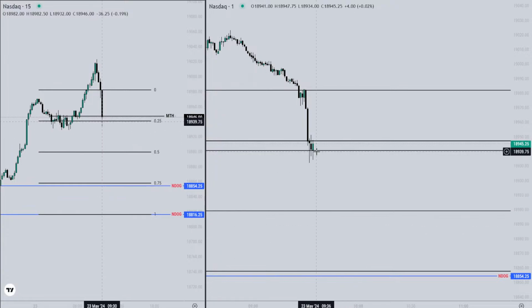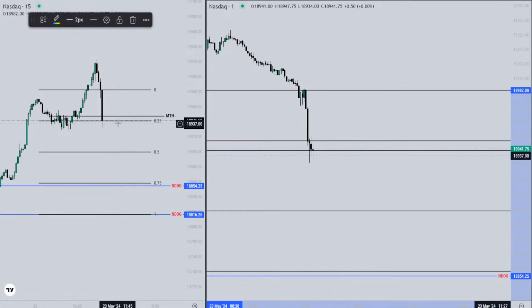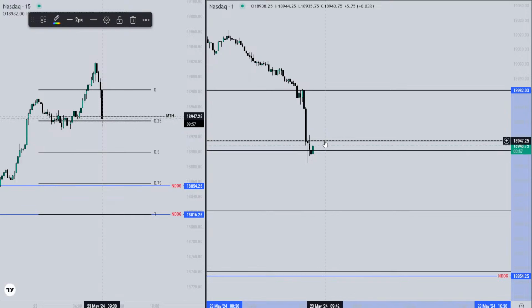So the 25 quadrant is holding the price. This line is 25. Over here on my left, the 25, or first quadrant, was holding the price. This is the mean threshold. I don't want to see a body close below this mean threshold on the hourly chart.